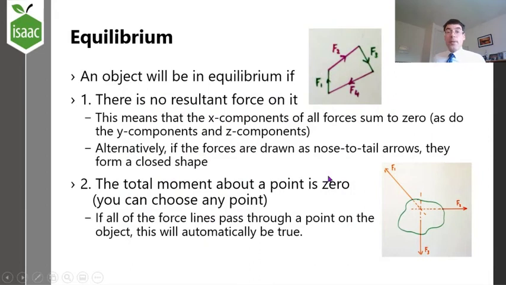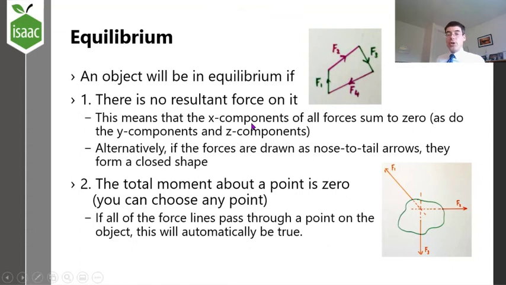Equilibrium. The two things that need to be satisfied for something to be completely stationary and remaining so are, firstly, there's no resultant force. That means that if you work out the components, you add up all the x components of the forces, they will add to 0, as will the y components, as will the z components. Or alternatively, if you've drawn the forces as nose to tail arrows, they form a closed shape. That means there's no resultant force, there's no net acceleration in any given direction.